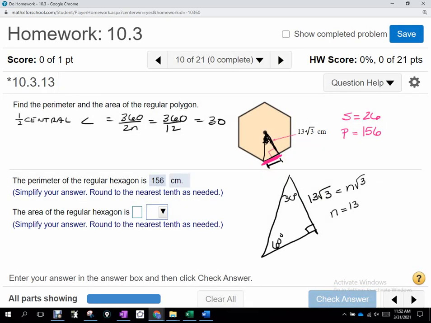All right. So now the area. Now the area would be 1/2 the apothem. What was the apothem? 13 radical 3 times P, which is your perimeter, which was 156, right? Now, if they want nearest tenth, we can grab our calculator and type that in.